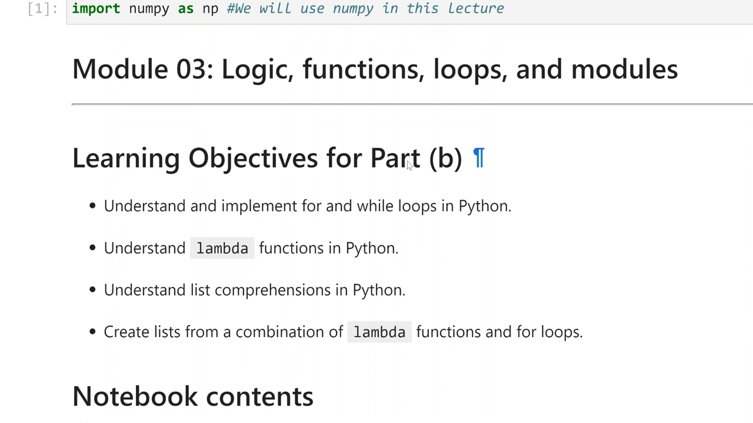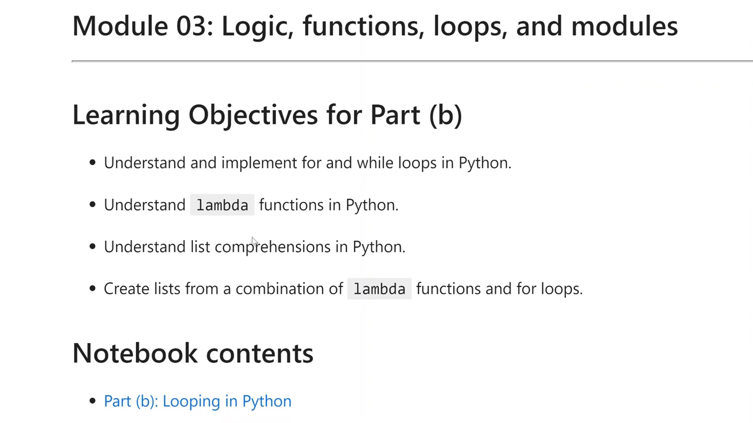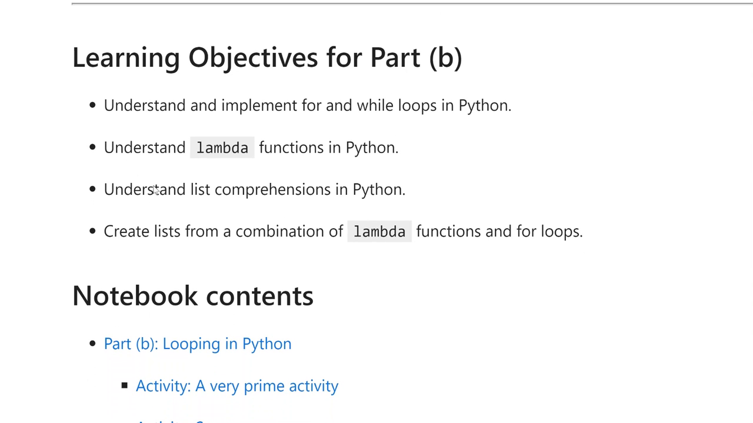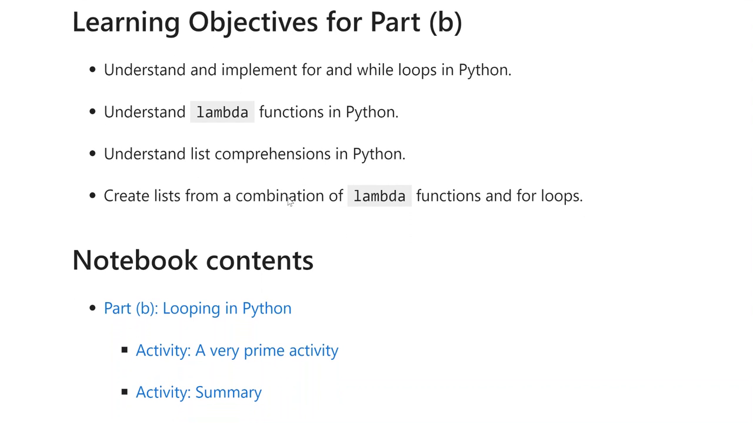The learning objectives for this Part B lecture notebook are to understand and implement for and while loops in Python. We will see some examples, and we will primarily focus on activities that involve for loops. We will also be introduced to lambda functions within Python, which is another way to create functions, although with different purposes generally than what we've seen with user-defined functions in the previous lecture notebook. We will also understand list comprehensions in Python, seeing several examples of that, and we will create lists from a combination of lambda functions and for loops.